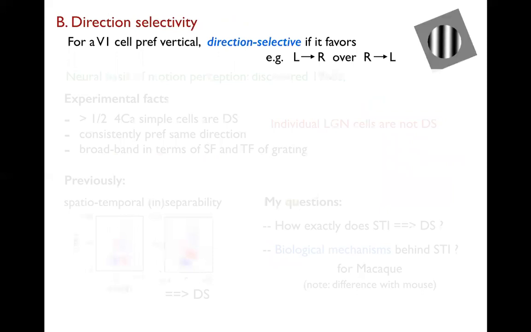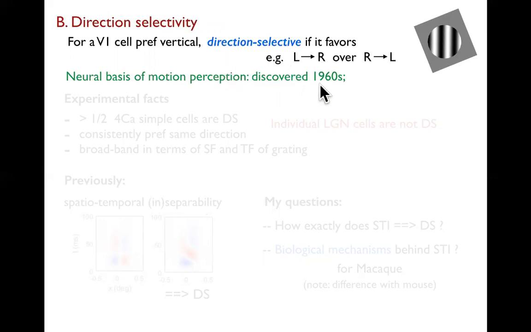Okay. So now I'm really done with that, and I'm going to orientation selectivity. So, for a V1 cell preferring vertical, let's say this is going to be the picture throughout. It prefers this grating, and it's direction selective if it favors one side over the other. It either favors left to right or right to left, meaning that it responds a lot more robustly from one to the other. And direction selectivity, a little bit of background, is a neural basis for motion perception. It causes these eye pursuit movements in motion perception.